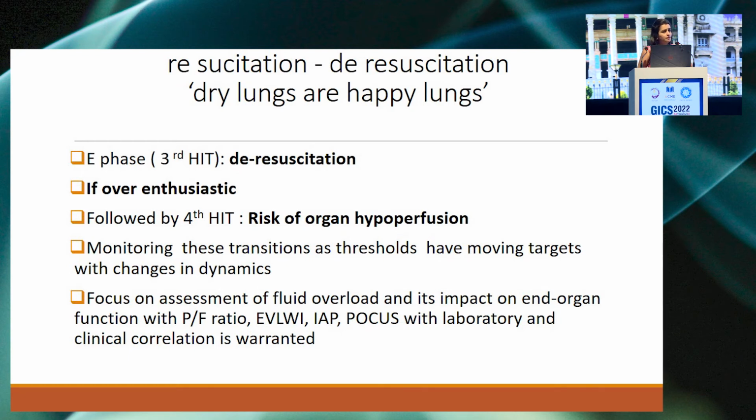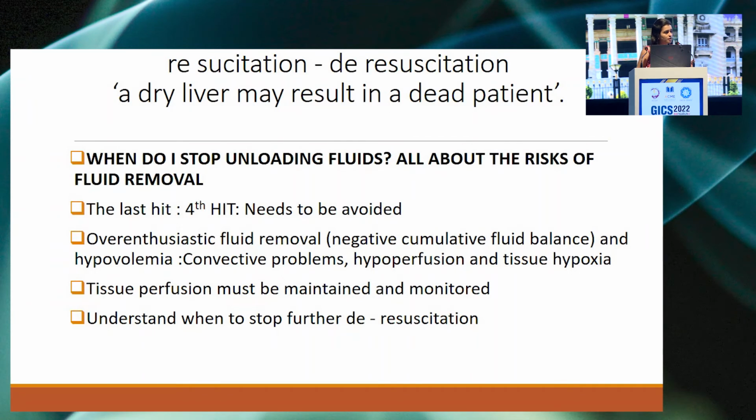So there should be some parameters based on which we should initiate the deresuscitation as well as stop the deresuscitation. Parameters like PF ratio, extravascular lung water, the trend of these parameters, intra-abdominal pressures, and nowadays we are into the era of lung ultrasound. So serial evaluation with POCUS. These parameters might give you some objective criteria for when to start active deresuscitation and when to stop it as well.